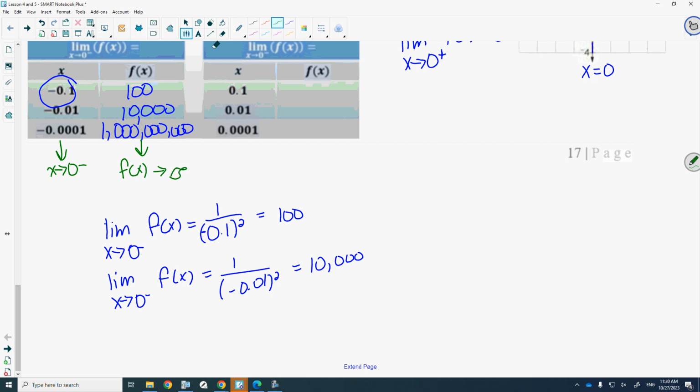If we had calculators, I'd make you do the same thing. I'd make you pick numbers to the right of 0: 0.1, 0.01, and 0.001. Your corresponding y values would be 100, 10,000, and a billion.